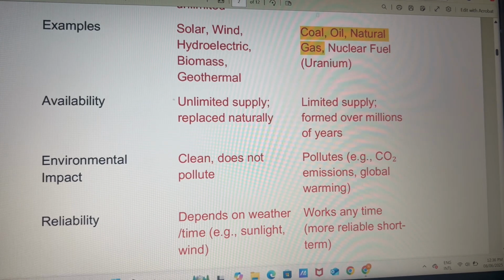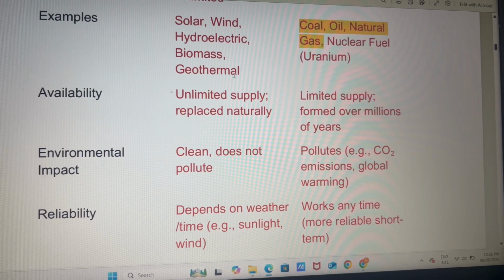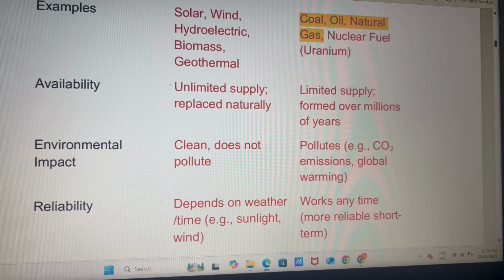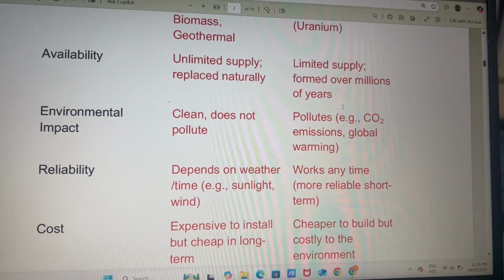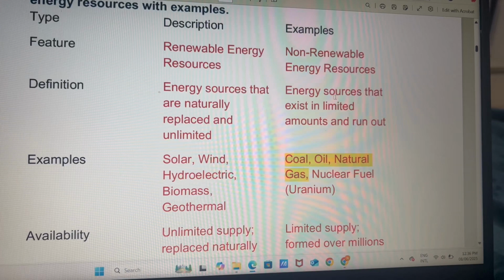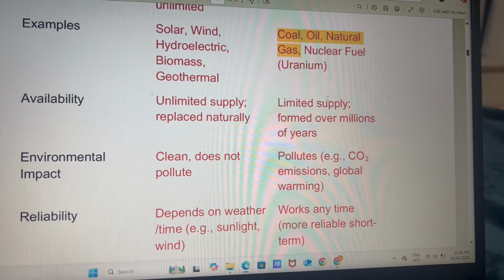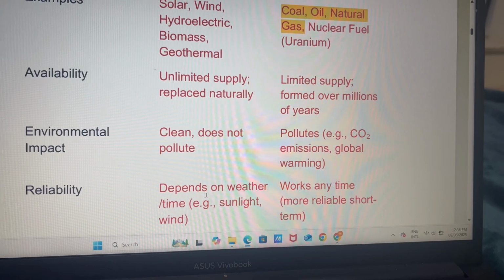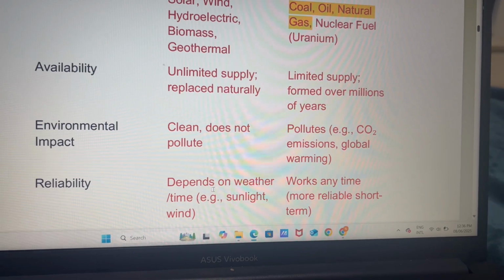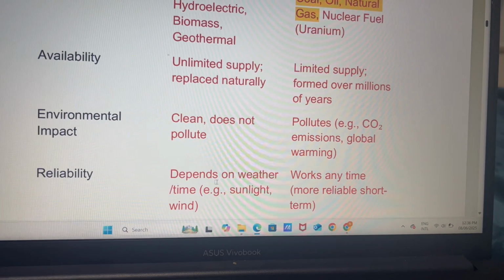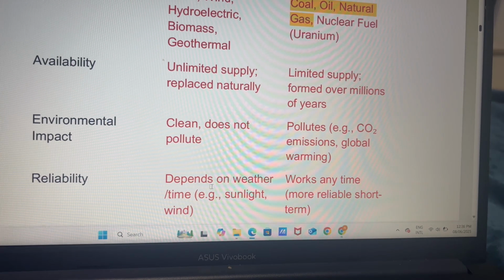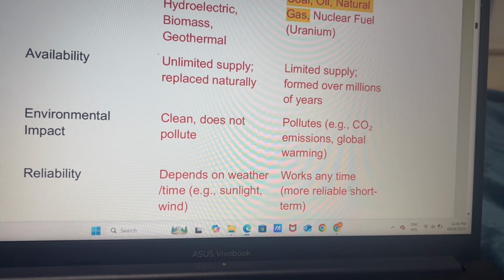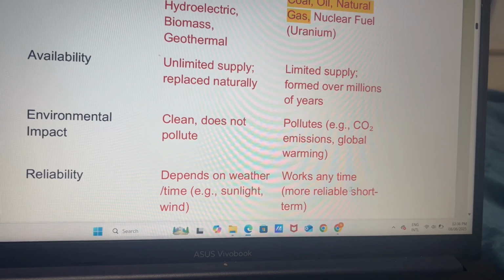And by the way, most of these energy resources I can transform into electricity. But why don't we always use the renewable ones? Because they depend on weather. They depend on the amount of sunlight, they depend on wind, they depend on the season, the day and the night. The non-renewable ones work anytime, but they are still going to run out one day.